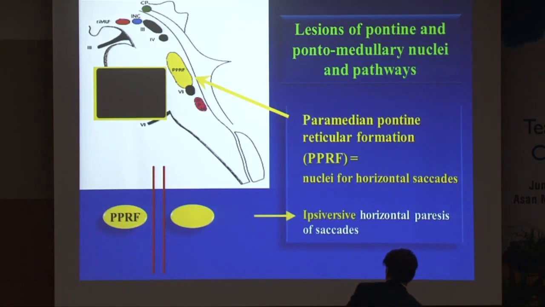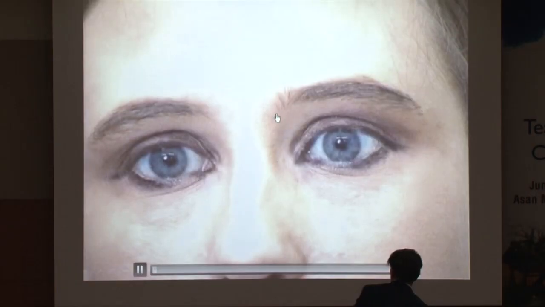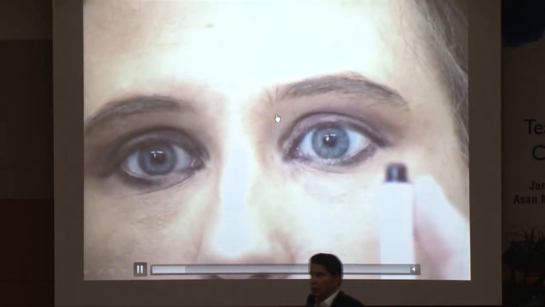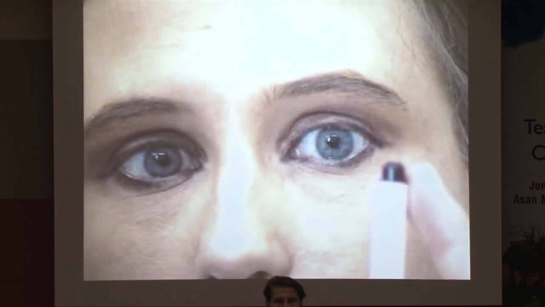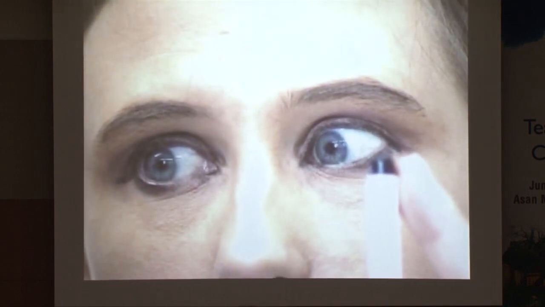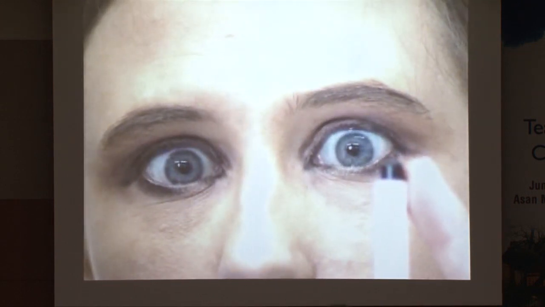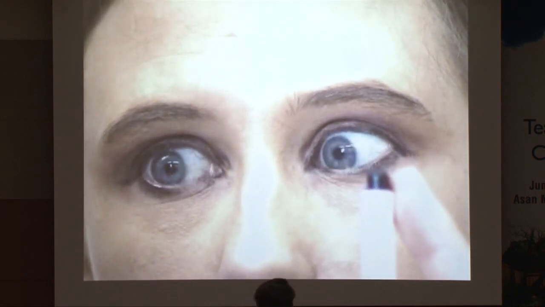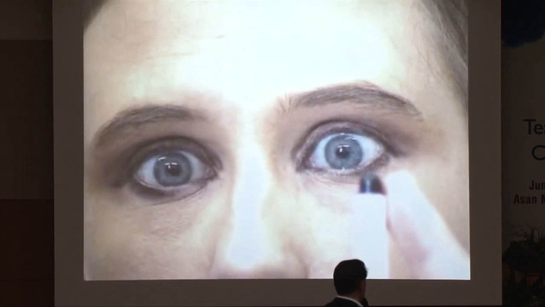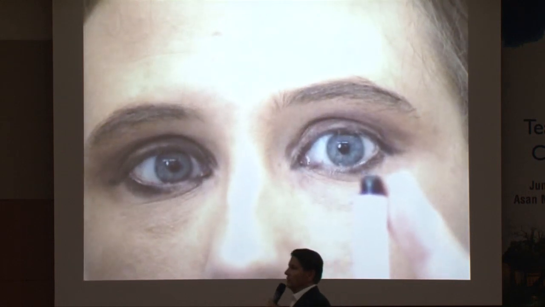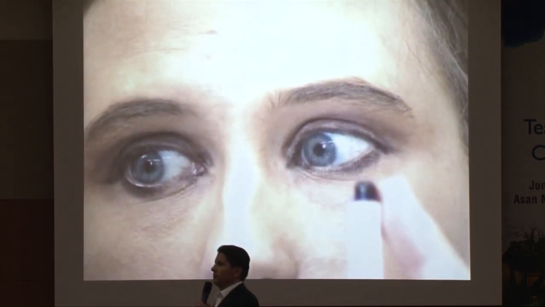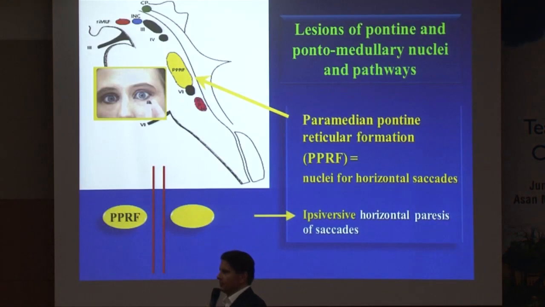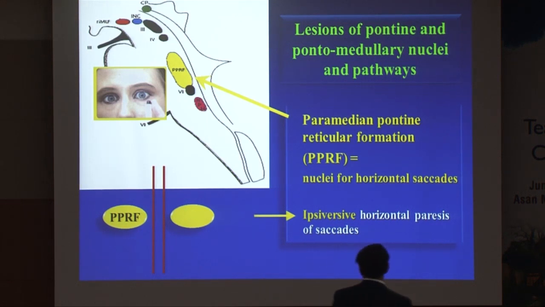Now look at this patient here. She's performing horizontal saccades. How are they? Slow. Again, you see she's running vertical saccades to drive the horizontal system. Where's the site of the lesion? Michael. Exactly. Paramedian pontine reticular formation, and it's ipsiversive. If you have a unilateral right-sided pontine stroke, the saccades to the right are delayed.